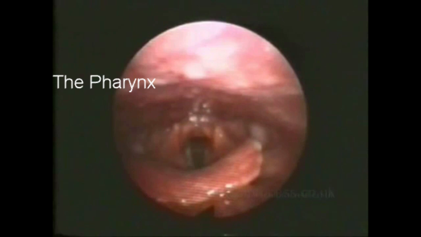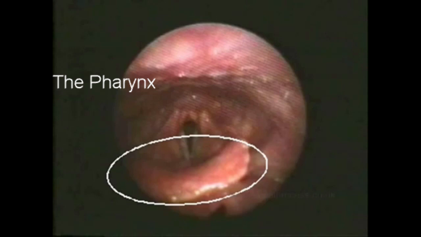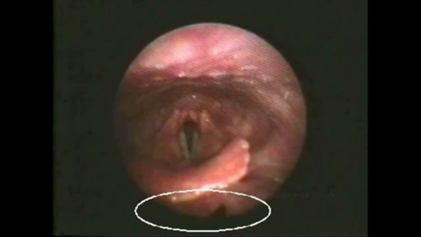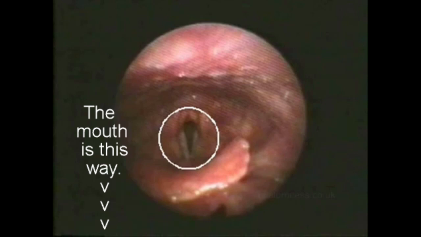Let's identify the different structures. The area shown at the top of the screen is the back wall of the vocal tract. At the bottom of the screen is the small, leaf-shaped cartilage called the epiglottis, and below that, just out of view, is the base of the tongue. Let's focus in on the larynx itself.